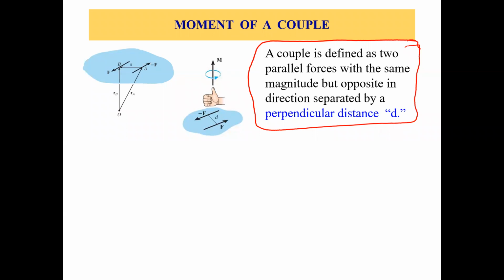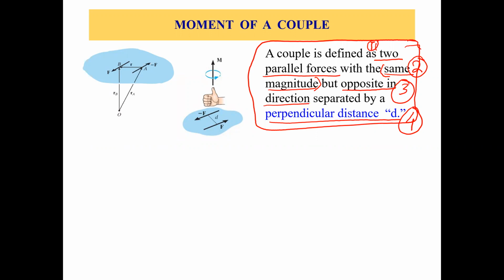So first one is two parallel forces. That is the first condition. Same magnitude, this is the second condition. Opposite in direction, this is the third condition. Separated by a perpendicular distance d, this is the fourth condition. So once we have these four conditions met, then we say that it's a couple of forces. And whenever we have a couple, we have some type of moment.